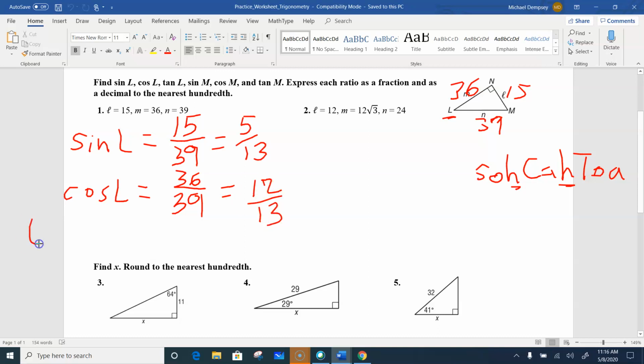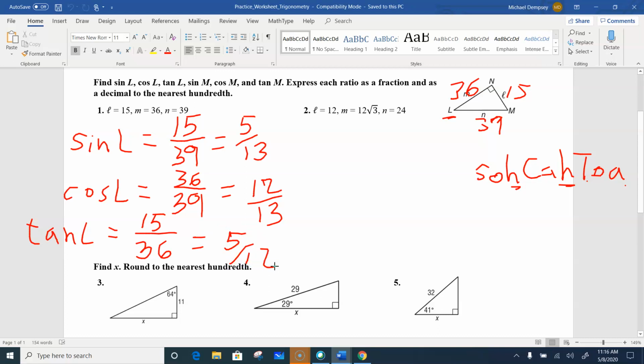And then finally, we want to take the tangent of L. That's the only one that doesn't use the hypotenuse. It's opposite over adjacent. So we look at L, what's adjacent to it? 36 is adjacent. So 36 lives in the denominator. 15 is the opposite. Let's divide both of those by 3, and we will see that we get 5/12. Okay, that's the first part.